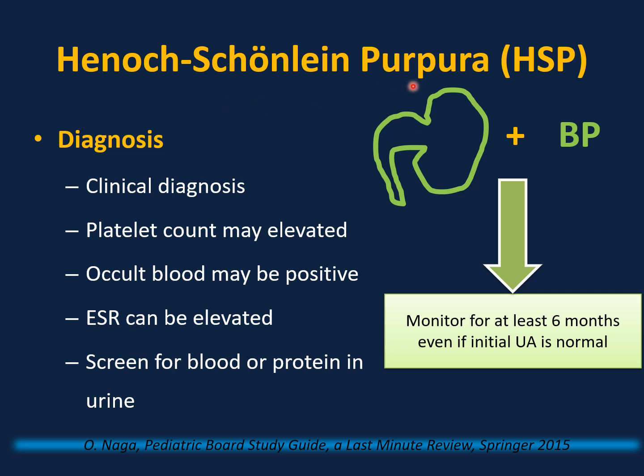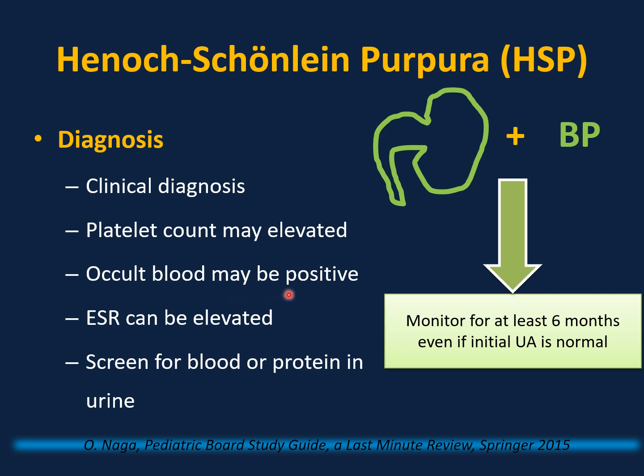Diagnosis of Henoch-Schönlein Purpura is a clinical diagnosis. There is no certain lab to confirm or to help in the diagnosis of Henoch-Schönlein Purpura. So it is a clinical diagnosis. Very important to know, this is a very differentiating point. Platelet count in Henoch-Schönlein Purpura may be normal or elevated. Normal or elevated, but if it's low, this will suggest a different diagnosis like thrombocytopenic purpura.